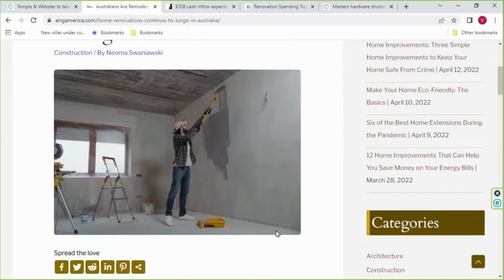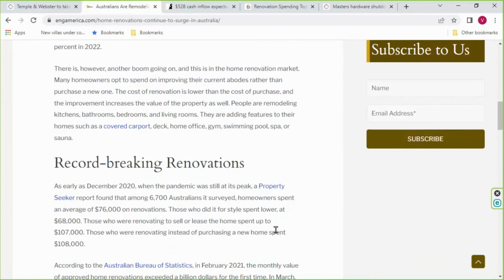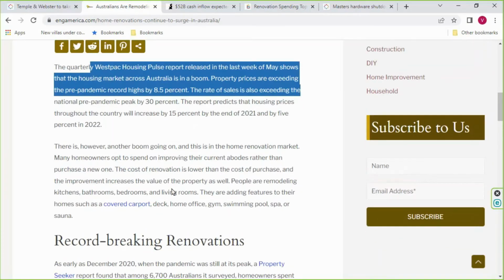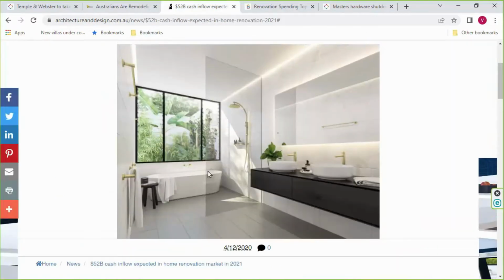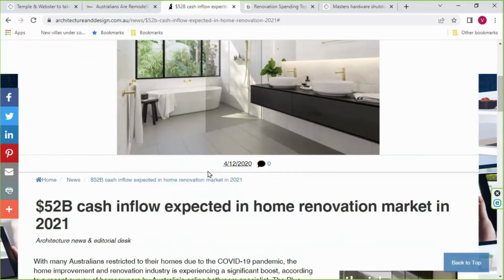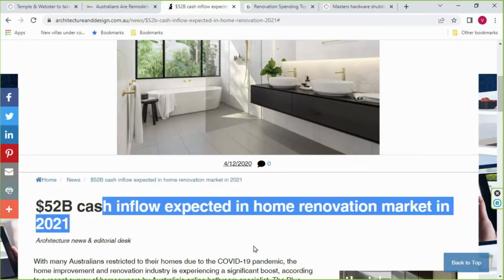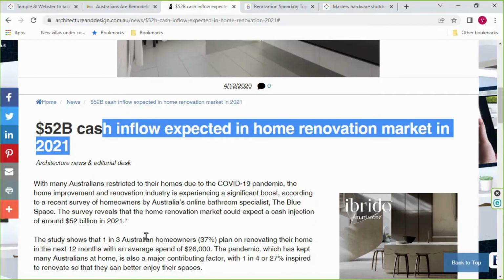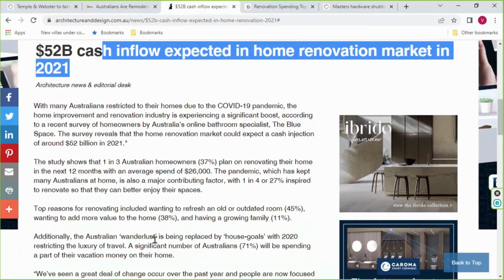All right, so let's see if it gives us a date there. But this was written just a couple of months back, right? So there was a boom, as we recall, during COVID. Housing prices surged up. Let's have a look at another report here. Came across here: 52 billion cash inflows expected in home renovation market in 2021. Now, of course, we're in 2022, but some of that's still flowing through in 2022. So you can go on and read that there. We've included all these links in the weekly essay.